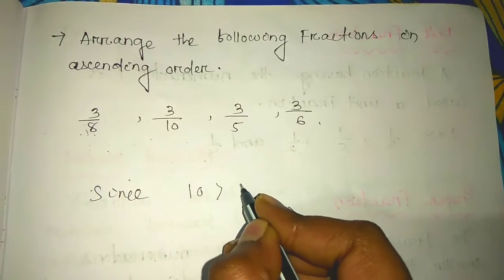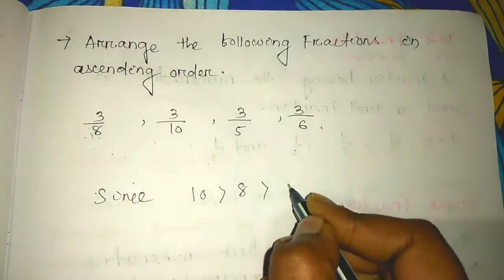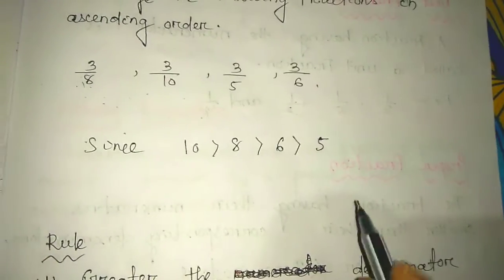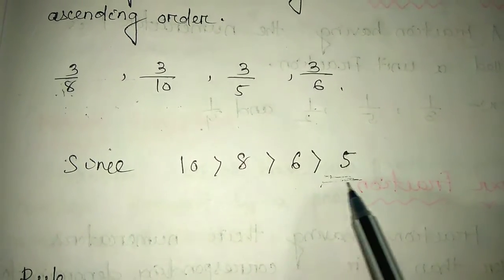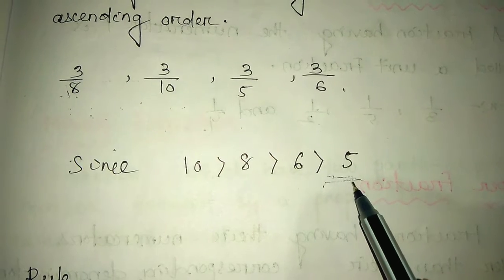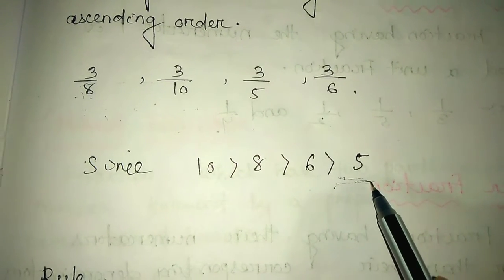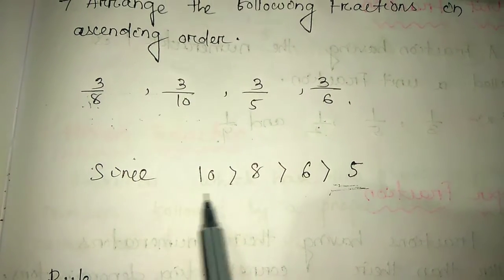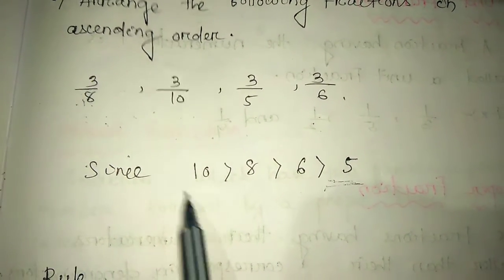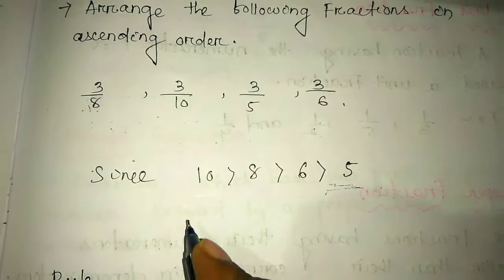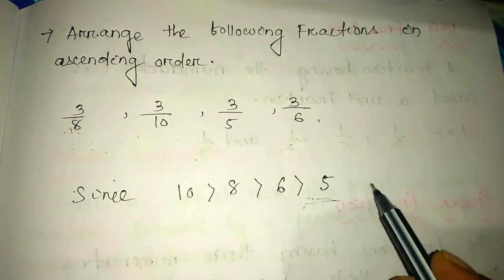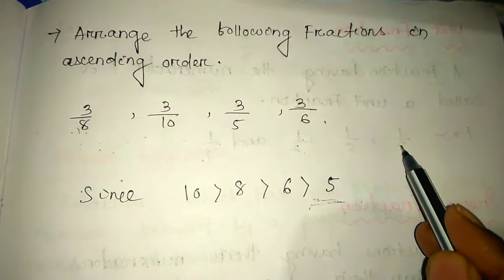Since 10 is greater than 8, 8 is greater than 6, and 6 is greater than 5, the fraction having denominator 5 is the greater fraction, that is 3 by 5, and the fraction having denominator 10 is the smaller fraction, that is 3 by 10. So you have to arrange them in the ascending order. Ascending order means from the smaller one to the larger one.